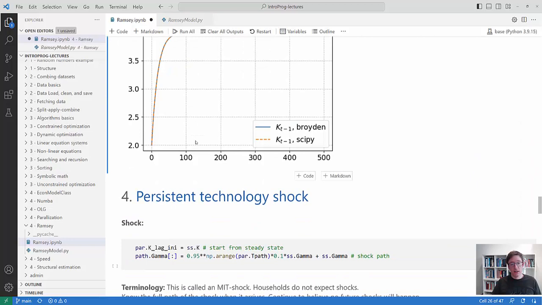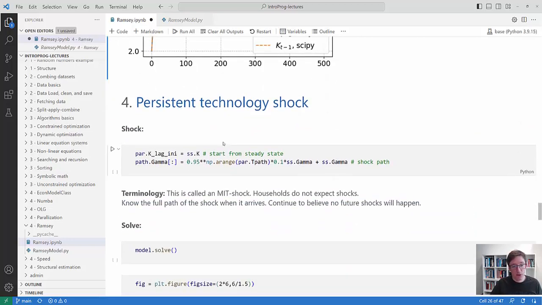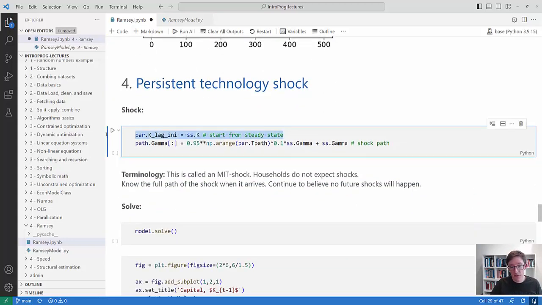Another thing we can now do is we can make shocks in this model. So we can set that we start from the steady state in terms of capital, but that the gamma, the technology, has some other path. Here I'm saying that it has its steady state value, but then it's deviating by 10% from steady state. It adds 10% to steady state, and then this is a number which to begin with is 1, but then it's 0.95 raised to 1, 2, and so on, and therefore it goes back to steady state.